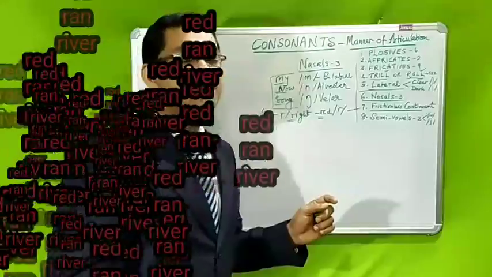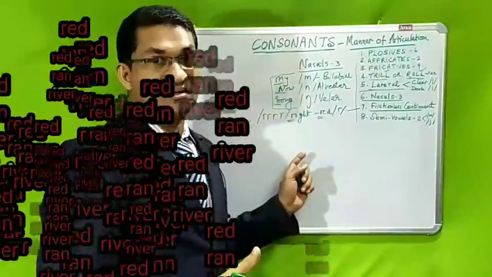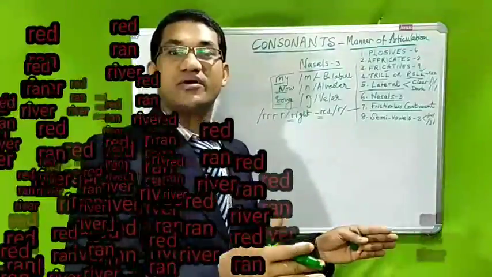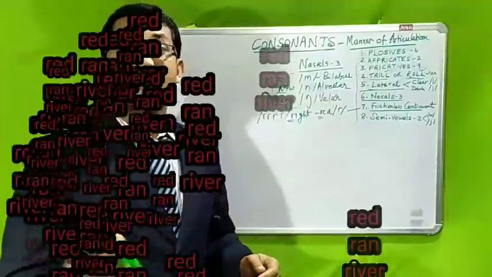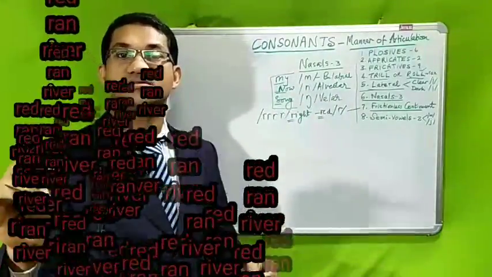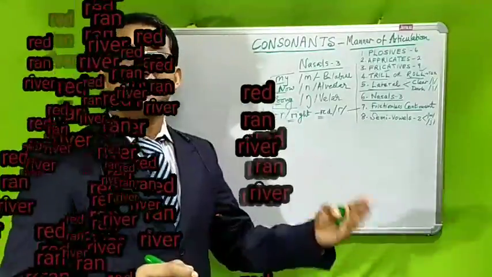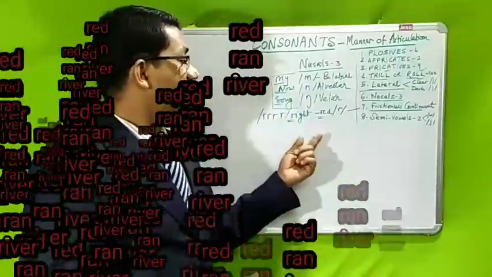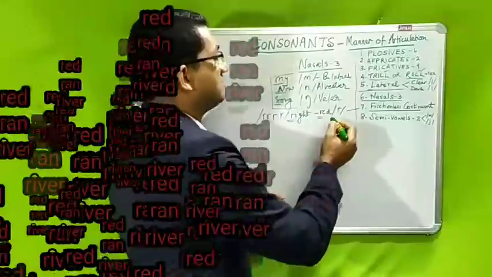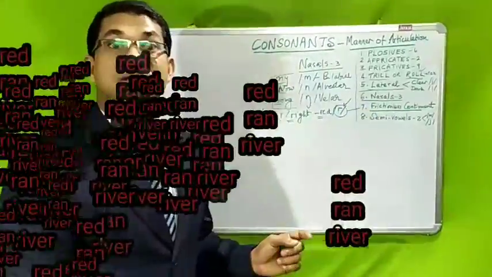Air is escaping with friction. But in the case of r, no friction. It is a continuum. You can only continue right there. Frictionless continuant, right? So the soft palate is raised, closing the nasal passage, and the articulators are brought near each other. They are not close enough to produce any friction. And we have the sound red, and we say that this in fact is a post-alveolar frictionless continuant.